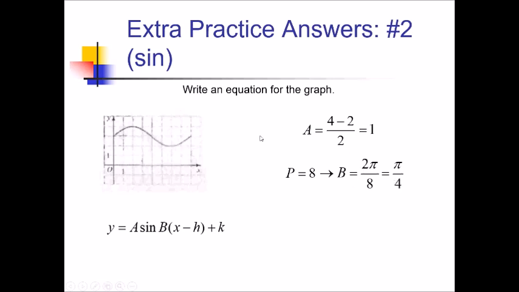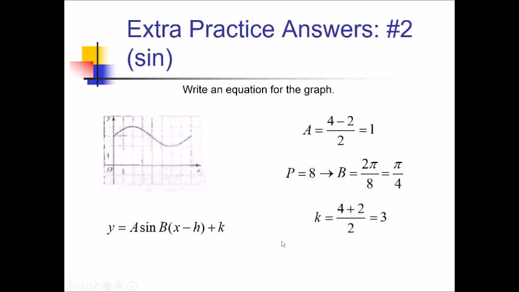Next, I'm going to go a little out of order and find the k value. For that, I'm going to average the top and the bottom. So now I'm going to do 4 plus 2 over 2 to find the middle y value. And that's 6 over 2, which we can reduce to 3.